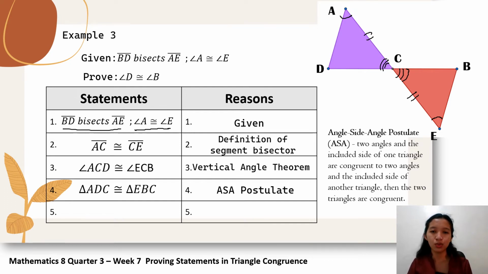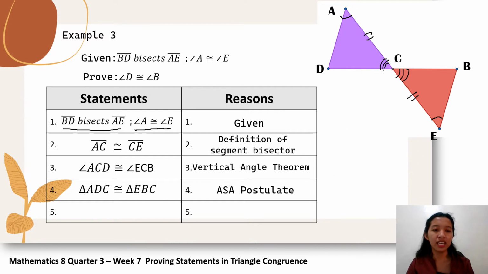Since we already proved that the two triangles are congruent, what we need to prove here is that angle D is congruent to angle B. And our reason for that, we are going to use CPCTC, because once we identify that the two triangles are congruent based on the three parts, all corresponding parts, all six parts of the triangles, all three sides and all three angles, are congruent.